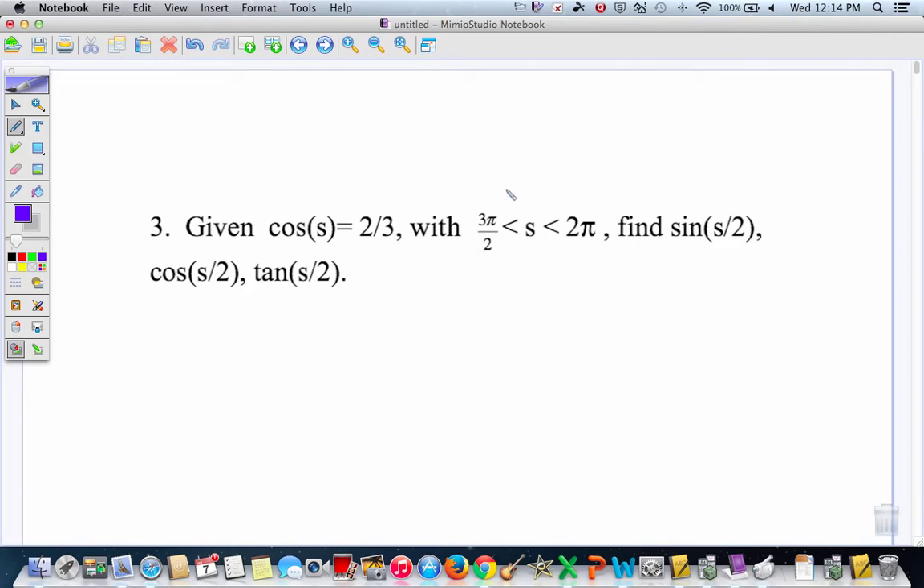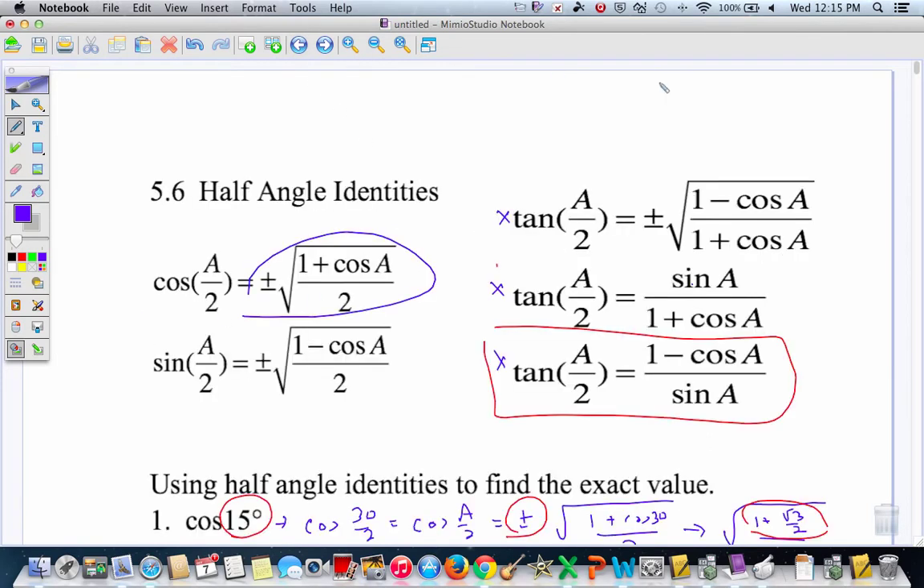Given that the cosine of s equals 2/3 and s is between 3 pi over 2 and 2 pi, which puts us in quadrant 3, find sine of s over 2, cosine of s over 2, and the tangent of s over 2. Well, we'll start with the sine of s over 2.